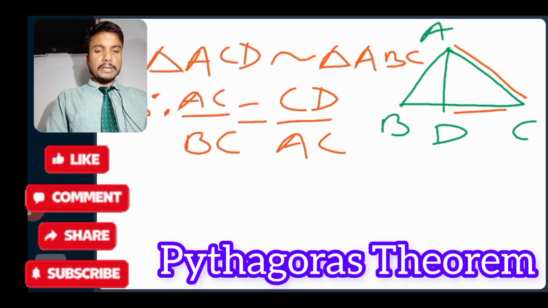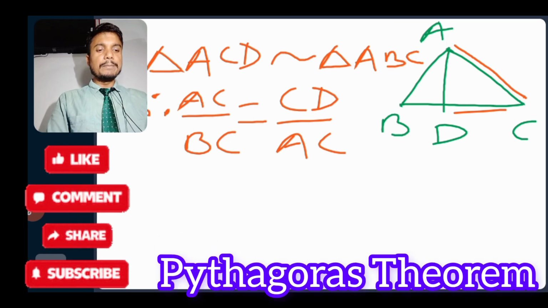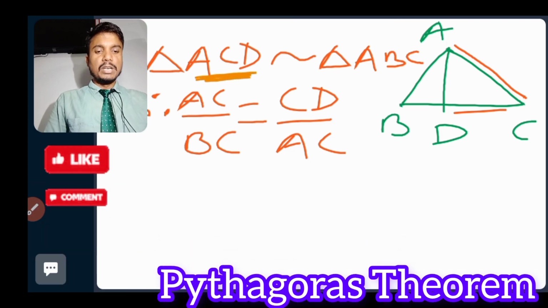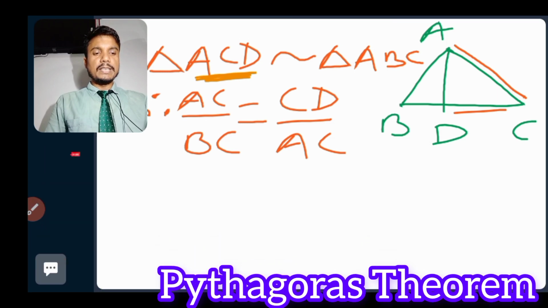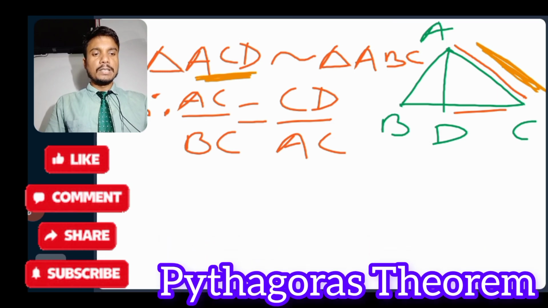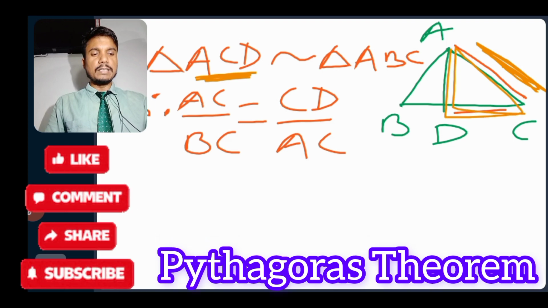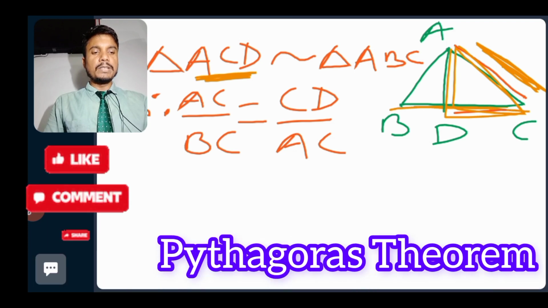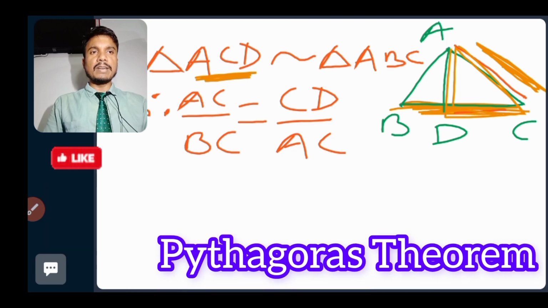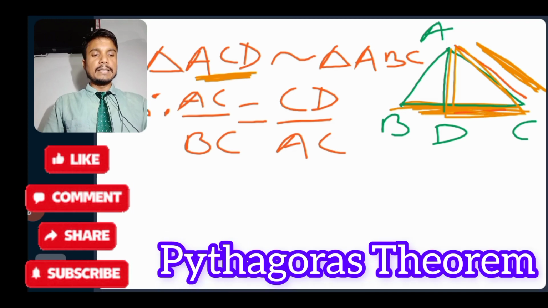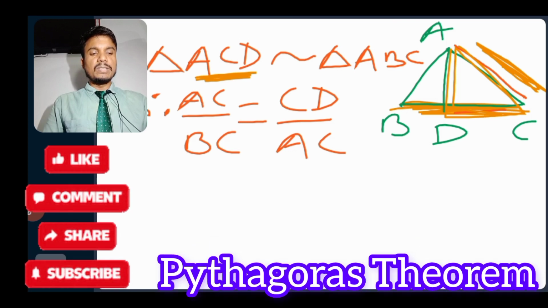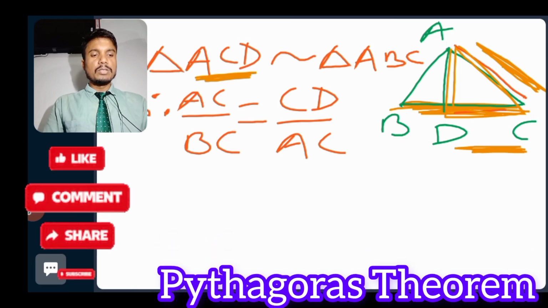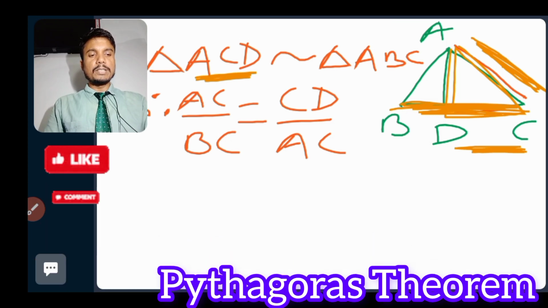If you see what I have done here, from triangle ACD I have taken AC, which is the hypotenuse for this triangle. Another thing I have taken is BC, which is the hypotenuse for the bigger triangle. Then I have taken CD, the base part of this smaller triangle. Another is AC, which I have taken from the bigger triangle.